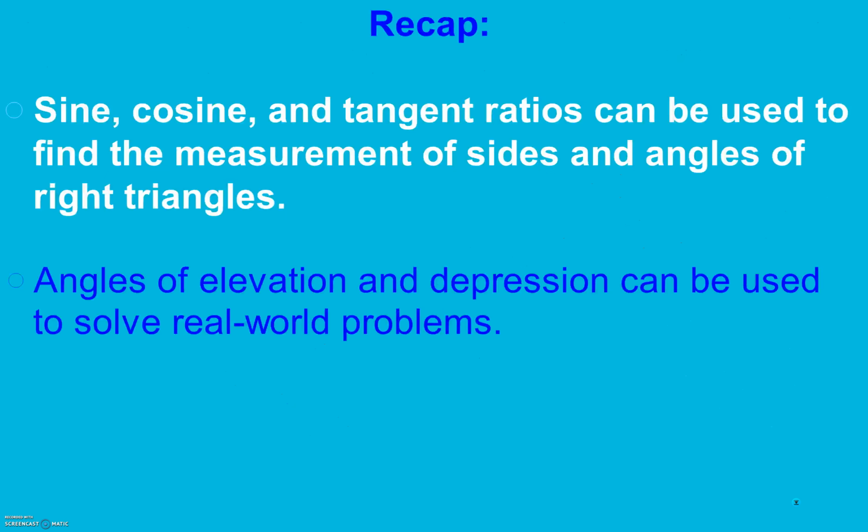Quick recap here. Sine, cosine, and tangent ratios can be used to find the measurement of sides and angles of right triangles. Angles of elevation and depression can be used to solve real-world problems. And that's all I have for section 10.6.